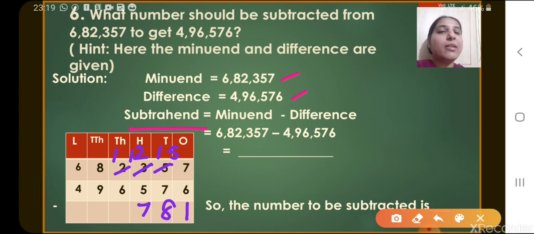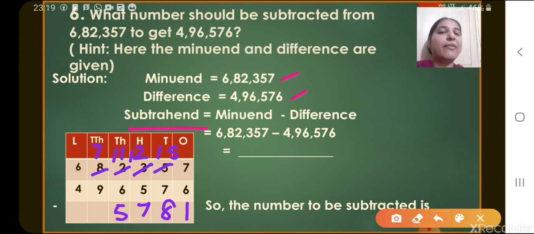Yes, 7. Now look at the tens place. So 1 minus 6 is not possible now. So we have to borrow from the 10,000s place. So when we borrow 1 from there, what will be left there? 7. And the digit at the thousands place becomes 11 now. So 11 minus 6, what will we get? 5. Now look at the 10,000s place.